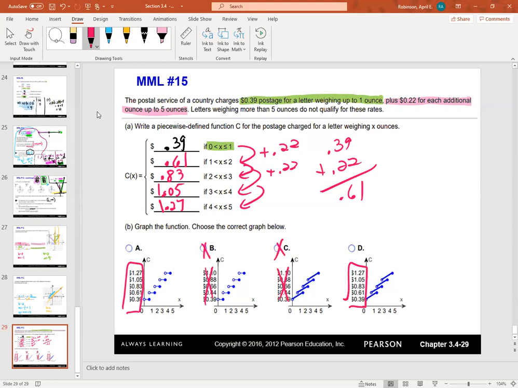And it's a flat rate. So anywhere between 1 and 2, it's 0.61. That would be a horizontal line. So this one has the slanted line, so it's not that one, it's A. That's a constant rate. It's 61 cents for 1.1 ounces, 1.2 ounces, 1.3 ounces. They're all 61 cents, so it's straight across. And now I am done.